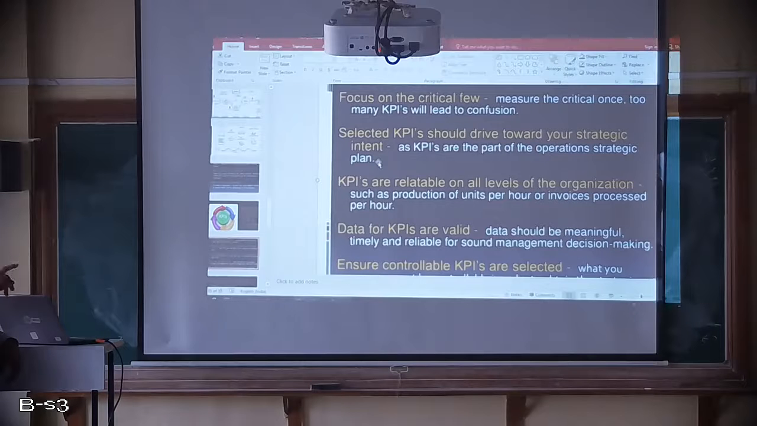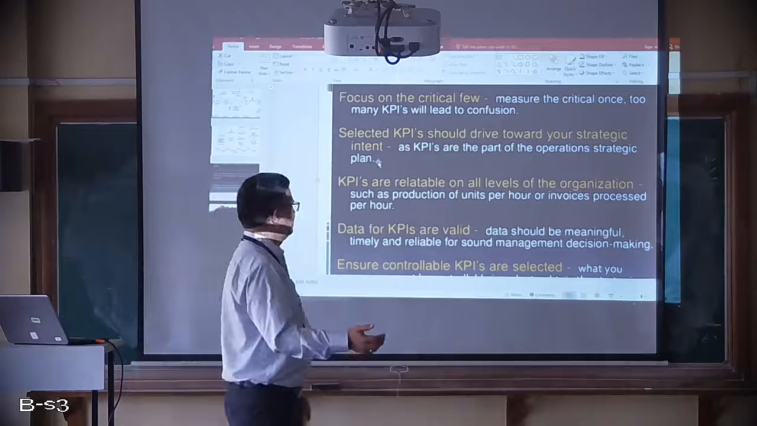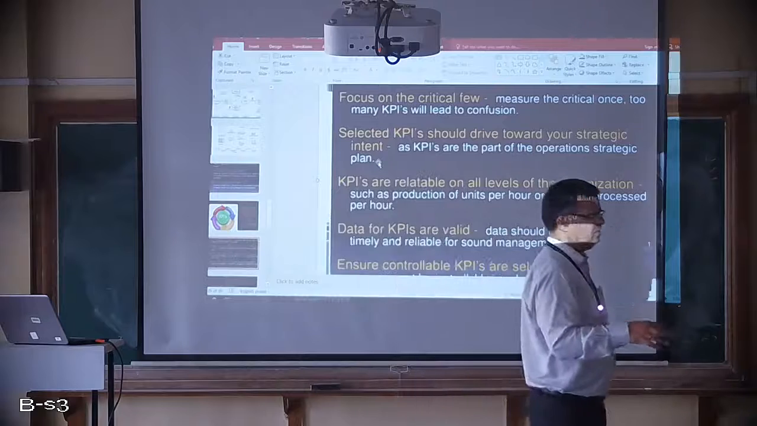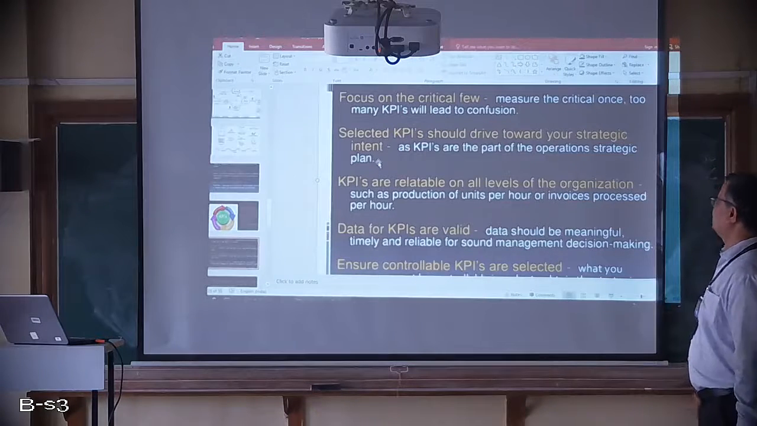So the KPIs you choose should be applicable to all levels. Whether it may be something like production of units per hour, or the number of invoices processed per hour. Normally invoice processing is at the lower level and production of units at the middle level. So when you choose any KPIs, they should be applicable to all levels.